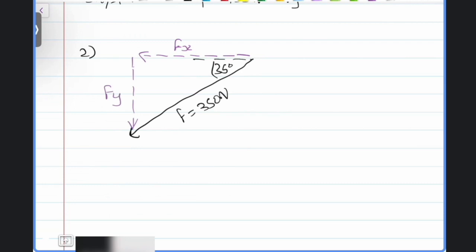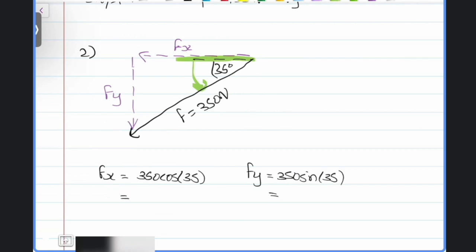Okay, so now to sort this out, very simple. Don't forget, we have to make sure we have the angle between the x-axis and our vector. All right, so sorting this out, pretty simple. If you want the force in the x direction, it's just going to be 350 cos 35. Then the force in the y direction is 350 sine 35. Perfect, perfect.